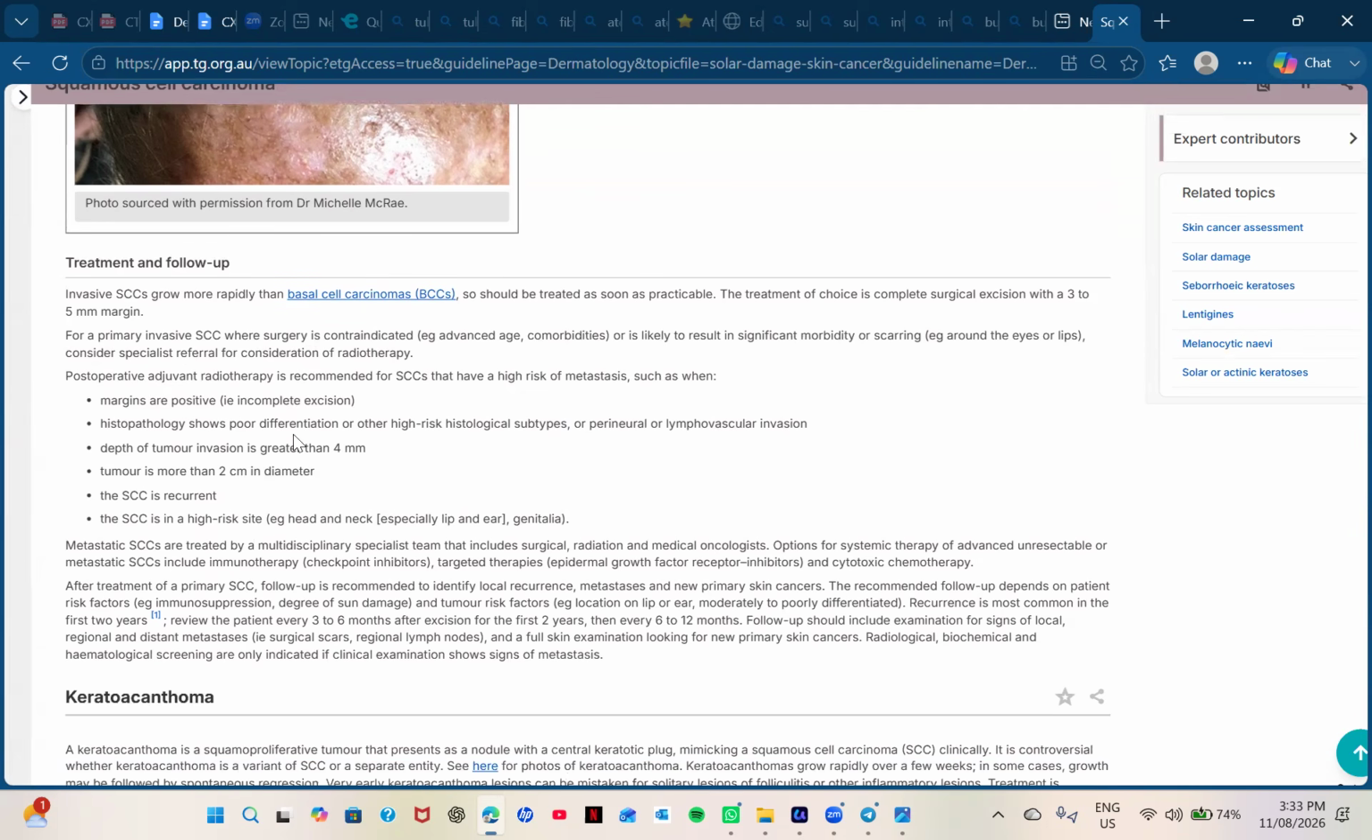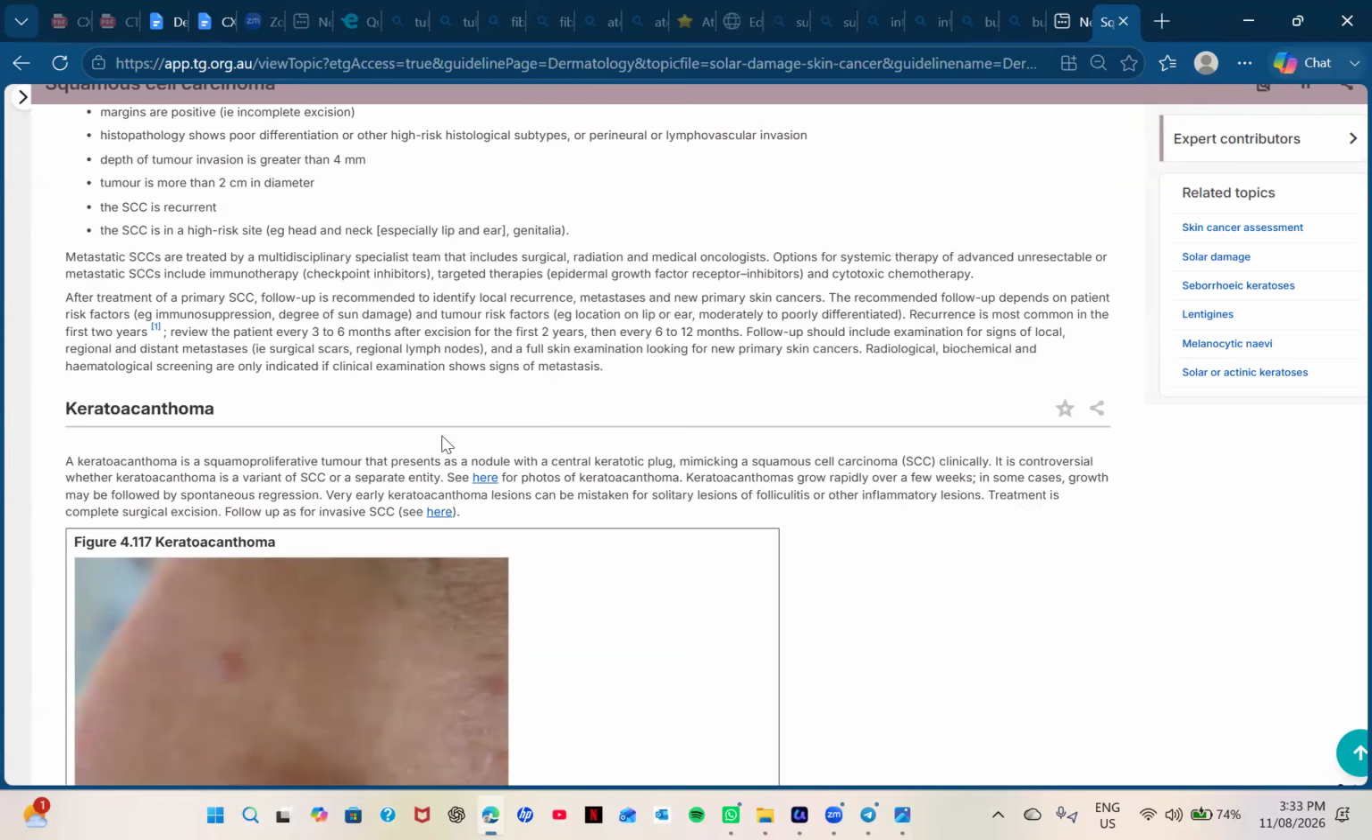Post-operative adjunct therapy is recommended for SCC with high-risk of metastasis: the margins are positive, histopathology shows poor differentiation or other high-risk histological subtypes, depth of the tumor is greater than 4 millimeters, tumor is more than 2 centimeters in diameter, or it is a recurrent SCC or high-risk site. In these cases you can think about post-operative radiotherapy to reduce the recurrence.